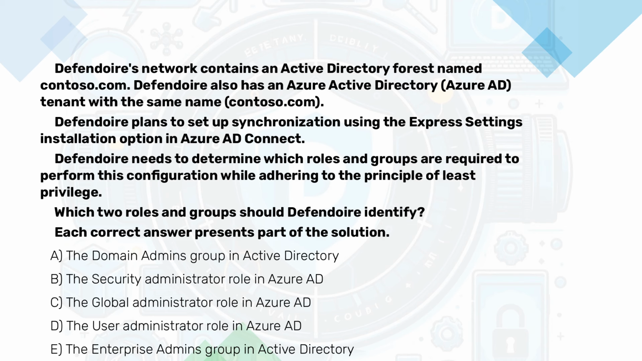A, the Domain Admins group in Active Directory. B, the Security Administrator role in Azure Active Directory. C, the Global Administrator role in Azure Active Directory. D, the User Administrator role in Azure Active Directory. E, the Enterprise Admins group in Active Directory.